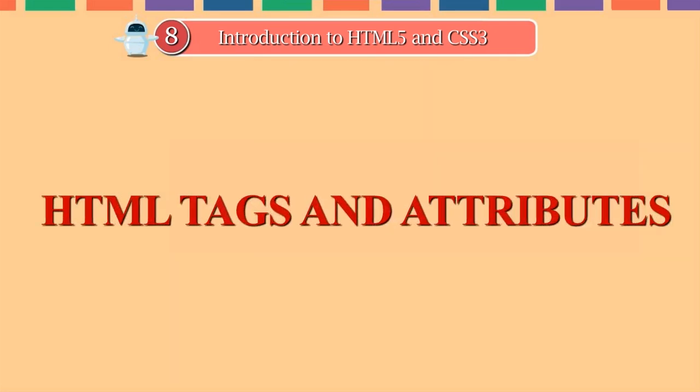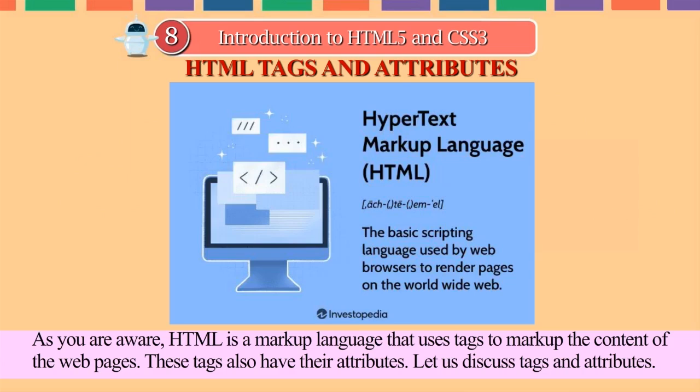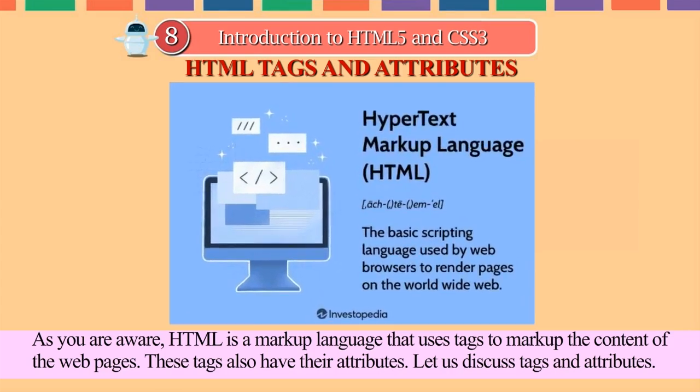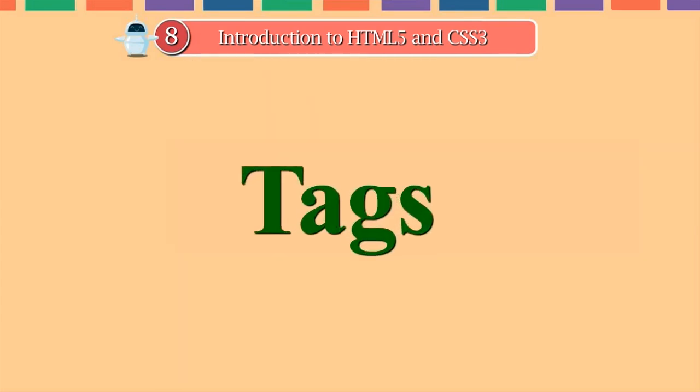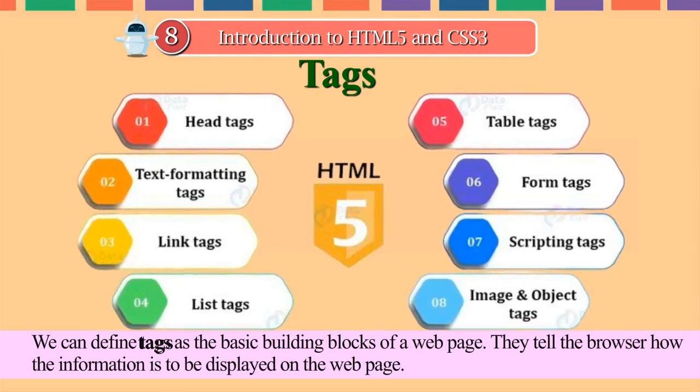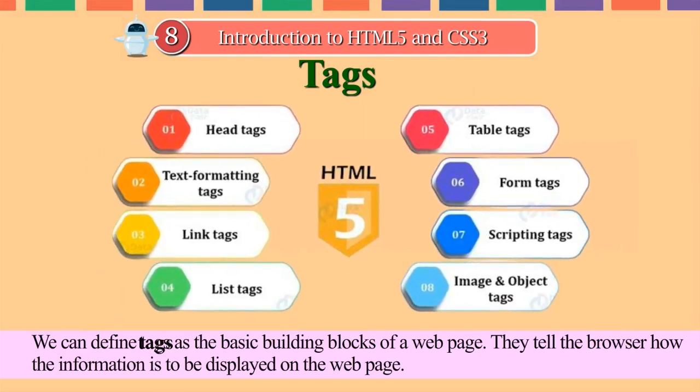HTML tags and attributes. As you are aware, HTML is a markup language that uses tags to mark up the content of the web pages. These tags also have their attributes. Let us discuss tags and attributes. Tags. We can define tags as the basic building blocks of a web page. They tell the browser how the information is to be displayed on the web page.